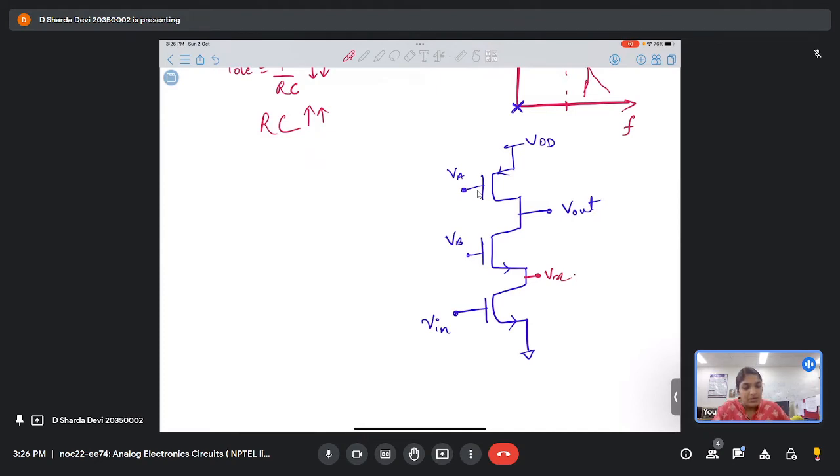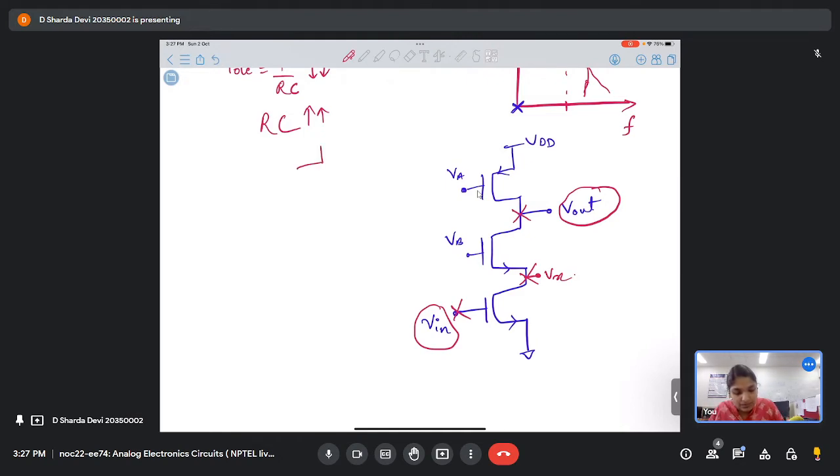Now first things first, what are the AC nodes in this particular circuit that you have in front of you? What are the AC nodes that we have? See, this is the input and this is your output node. So what are the AC nodes that you'll see in this circuit? V in, Vx, and V out. Yes, V in, Vx, and V out, right?